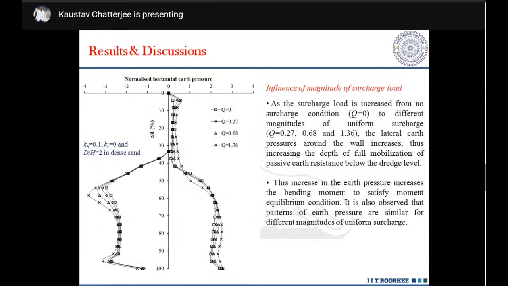Similarly, for the magnitude of surcharge loading, the normalized earth pressure from no surcharge condition to different magnitudes of surcharge loading, the lateral earth pressure around the wall will increase, thus increasing the depth of full mobilization of passive earth pressure below the dredge level. The increase in earth pressure increases the bending moment to satisfy the moment equilibrium conditions. It is also observed that the pattern of the earth pressure is similar for different magnitudes of uniform surcharge. It is almost following the same trend.